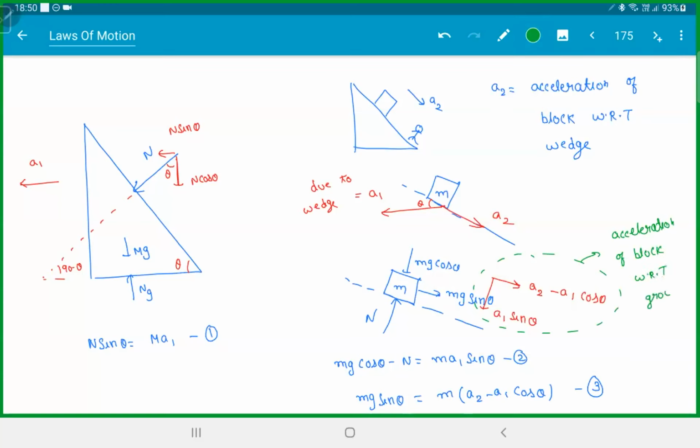I hope everyone is getting what I did here. Please ask me, this is the main thing in this question. It is sliding down with A2 and the wedge itself is going with A1 to the left. So the resultant acceleration will be, you have to take the components: A2 minus A1 cos theta along the wedge and A1 sin theta along the incline.